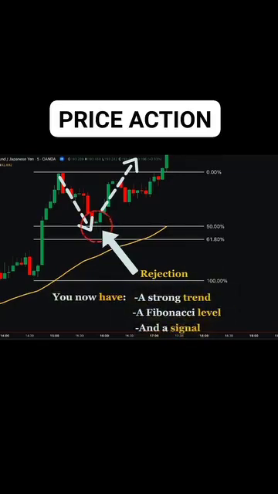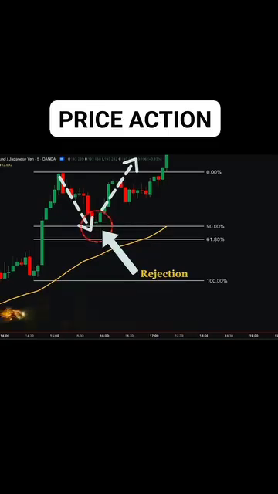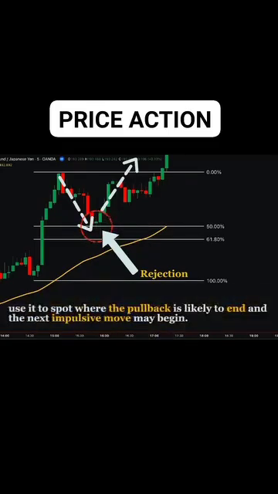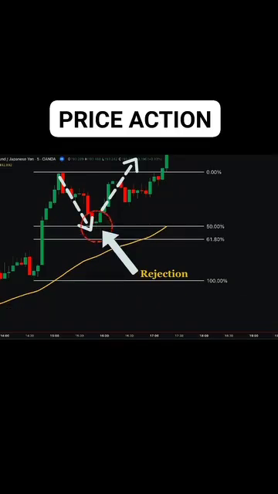This tool gives you a precise level when price action isn't clear. And the same applies in a downtrend. Use it to spot where the pullback is likely to end and the next impulsive move may begin. You now have 3 powerful tools to define your levels: horizontal support and resistance, the 50 SMA as dynamic support or resistance, and the Fibonacci golden zone. Now all you need is a signal.